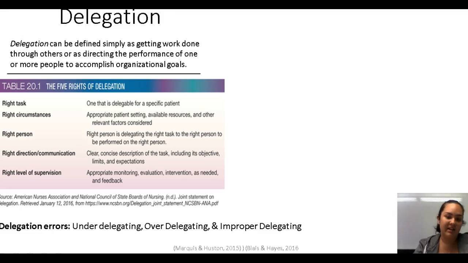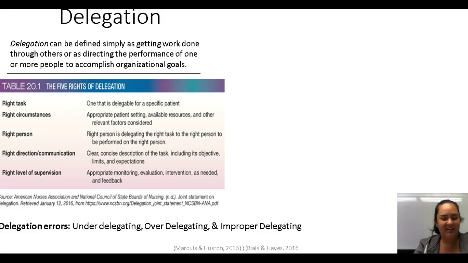And as for the right circumstance, you want to make sure it is the appropriate setting and that that person has the appropriate supplies available to perform that task. For the right directions, you want to make sure your instructions are clear and you are giving good directions to do the certain task that you need to be done.